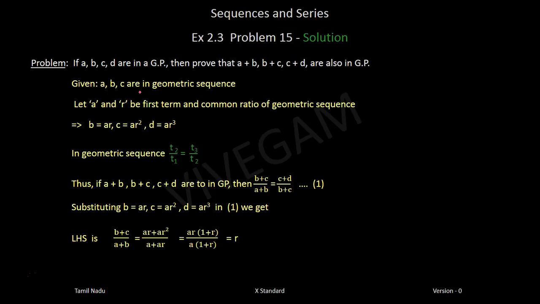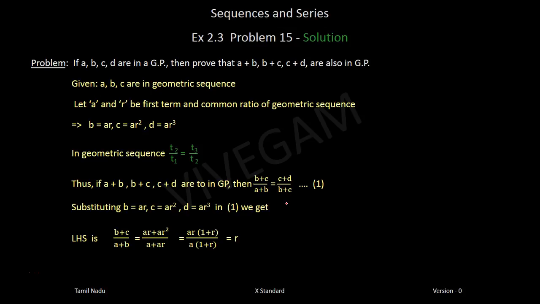It's the same. A, B, C are in geometric progression. A and R, we are assuming, are the first term and the common ratio. So this leads to B equal to AR, C equal to AR squared, and D equal to AR cubed. We know T2 by T1 must be equal to T3 by T2. By putting that in, we get (B plus C) divided by (A plus B) equal to (C plus D) divided by (B plus C).